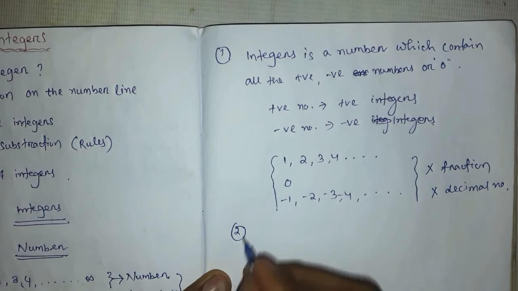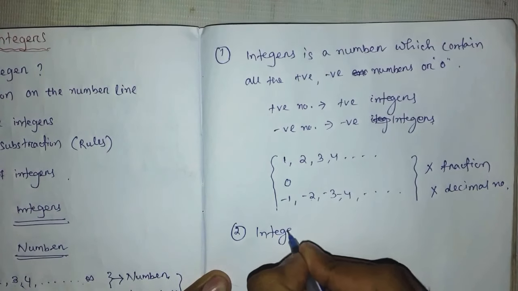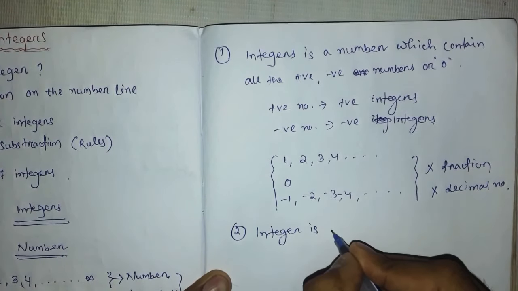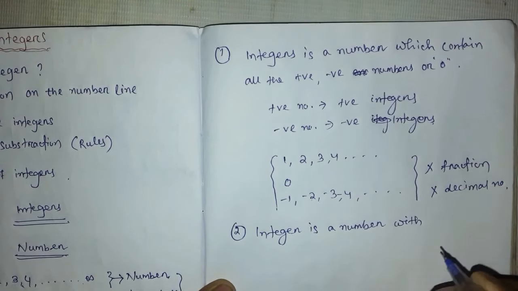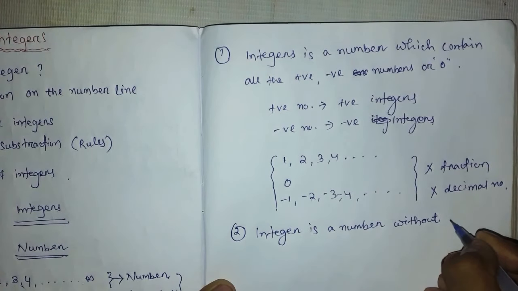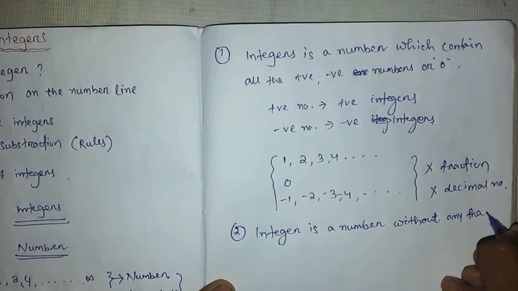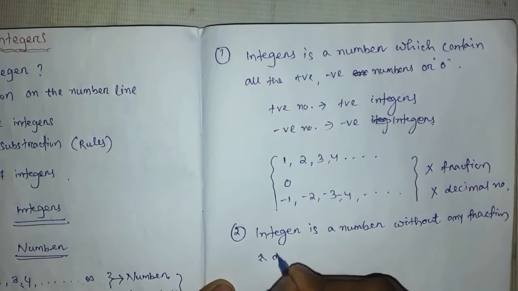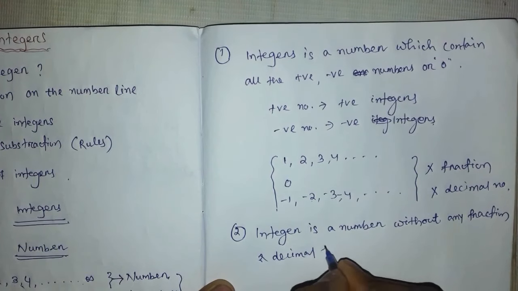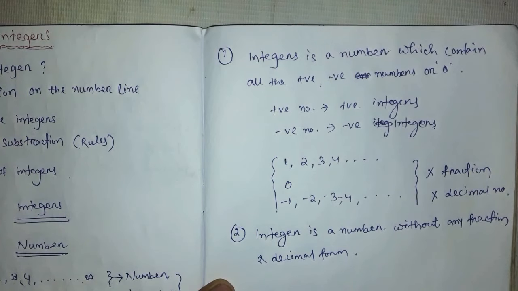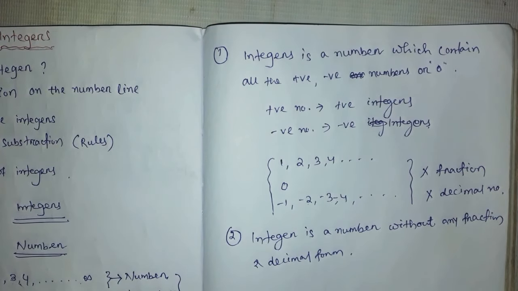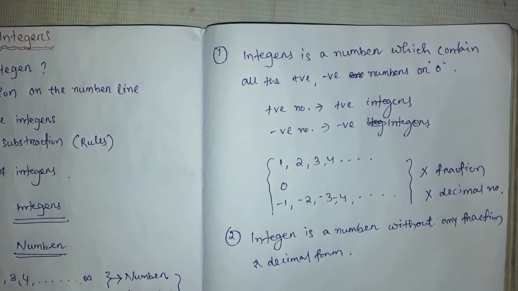So here we can get the second definition: what is an integer? We can say an integer is a number without any fraction and decimal form. Okay, from here we got the second definition, that it is also a number but which does not contain any type of fractional number and any type of decimal number.